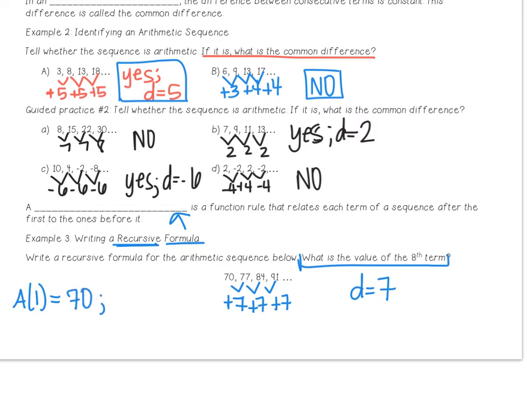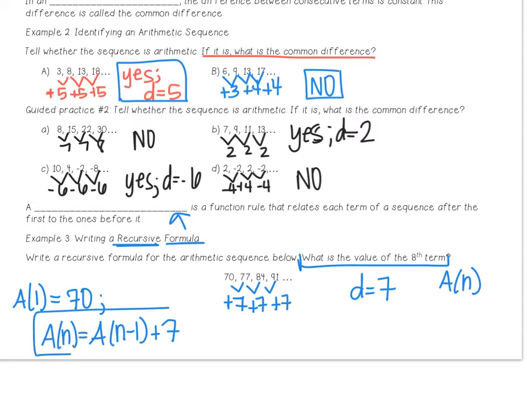Then to state any term, you're going to say the term n. So if I want to state the term before that, we're going to do A sub n minus 1. We're going to take the previous term and add 7 to it. And that's going to give me any term I want. So my recursive formula is A sub n equals the term before it plus 7.